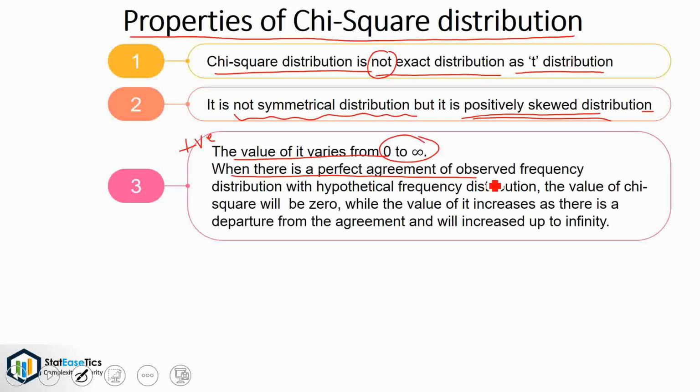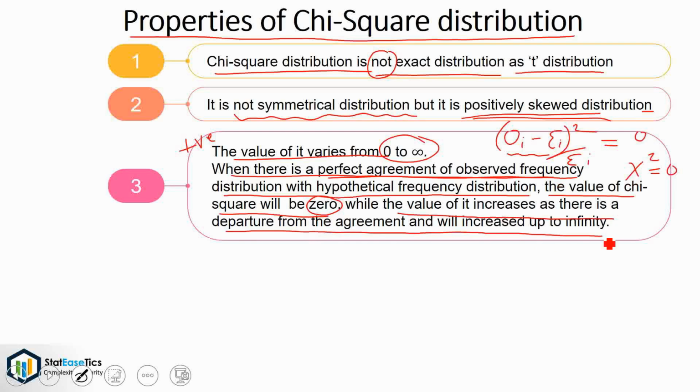When there is a perfect agreement of observed frequency distribution with hypothetical frequency distribution, the value of chi-square will be 0. That is, as we know that it is the ratio of difference between observed and expected frequency squared to the expected frequency. So here the difference is 0, hence the value of chi-square will be 0, while the value of it increases as there is departure from the agreement and will be increased up to infinity.